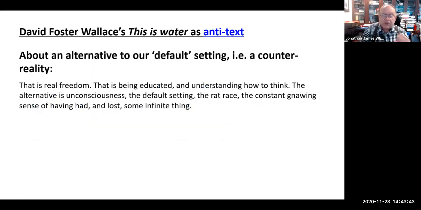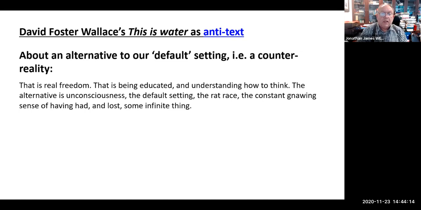It's about an alternative reality, an alternative to the default setting. Really, what one means by de-automatization. As he puts it, that is real freedom. That is being educated, understanding how to think. The alternative is unconsciousness, the default setting, the rat race, the constant gnawing sense of having had and lost some infinite thing. That's what his whole speech is.